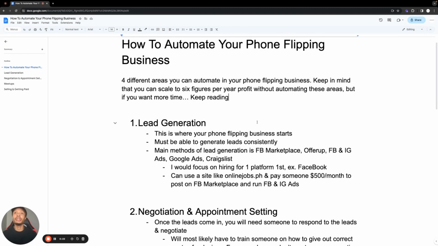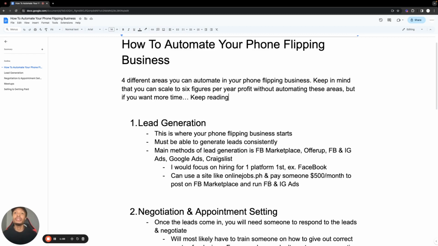So the first area is going to be lead generation. Of course, without getting leads with people looking to sell their phones, you're really not in business, right? So you must be able to generate leads on a consistent basis. Some of the main methods of lead generation are Facebook Marketplace, OfferUp, Facebook and Instagram ads, Google ads, and Craigslist. I would focus on hiring for one platform first and mastering that platform, of course, and we would recommend Facebook. Facebook and Instagram have been the bread and butter for us since we started back in 2020.